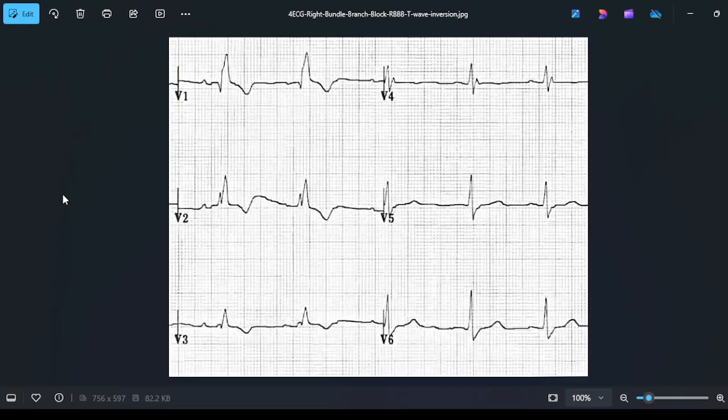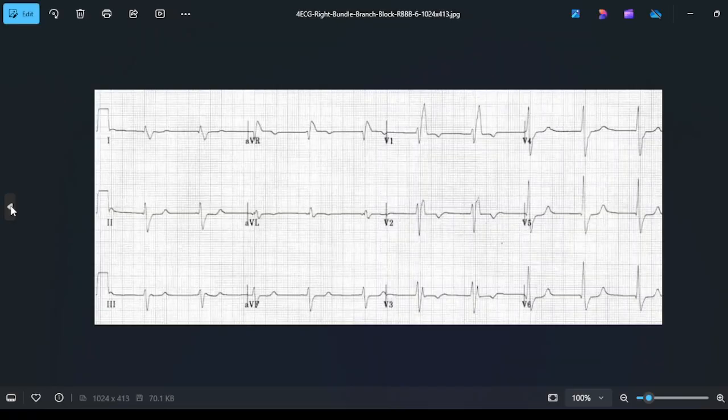So in any part of the ECG, if you find M's and W's, you think it is bundle branch block, and then go deeper into it to see in which leads. In V1, V2, V3 you are having an M, or in V4, V5, V6 you are having an M. That will differentiate right and left bundle branch blocks. Okay. So again, this is a right bundle branch block.